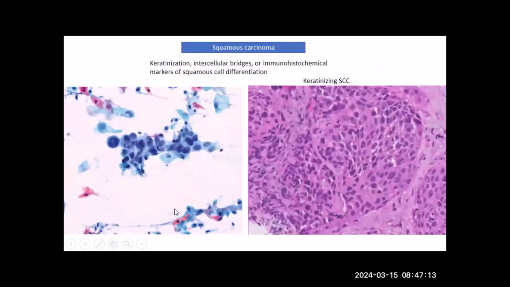And this is also the cytology for squamous carcinomas. We can see elongated cells with hyperchromatic nuclei. This is a PAP stain, so keratin stains orange. So you can see some orange cells with dark staining nuclei. So these point towards squamous carcinoma in cytology.